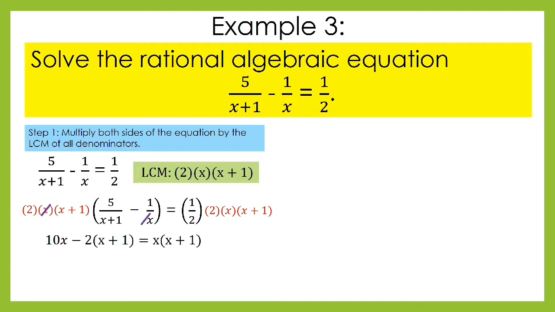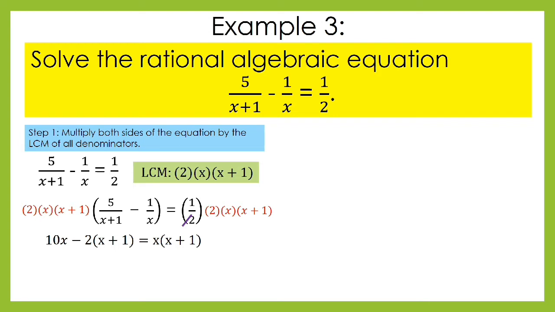Equals, dito naman tayo sa right side ng equation. Imumultiply din natin sa LCM. Okay, as you can see, si 2 ay pwede nating i-cancel. Ang natira na lang ay x times x plus 1 multiply to 1. May iwan na yung x times x plus 1. Any number multiply to 1 is equal to itself.